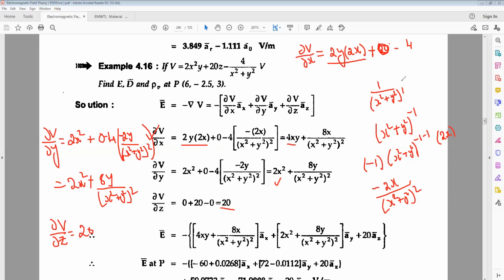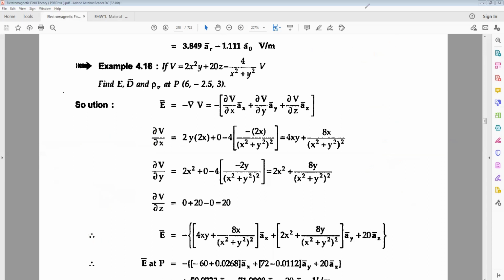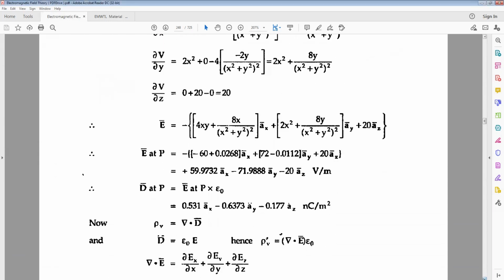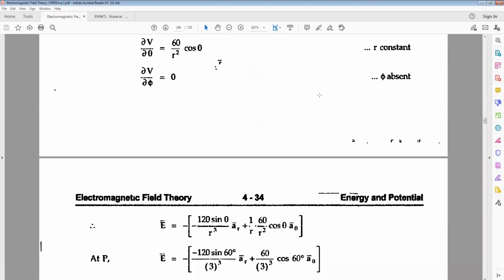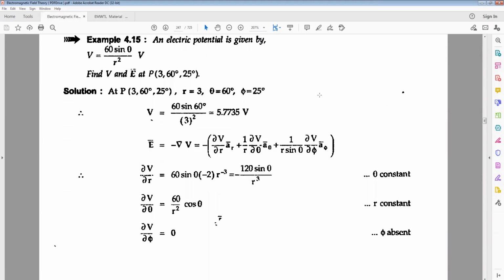So E bar is equal to, substituting these values, 8x by x square plus y square whole square into ax bar, and 2x square plus 8y by x square plus y square whole square into ay bar, and 20 into az bar. Okay, simplify the term. At the point P, given P is equal to, what is the value they gave?